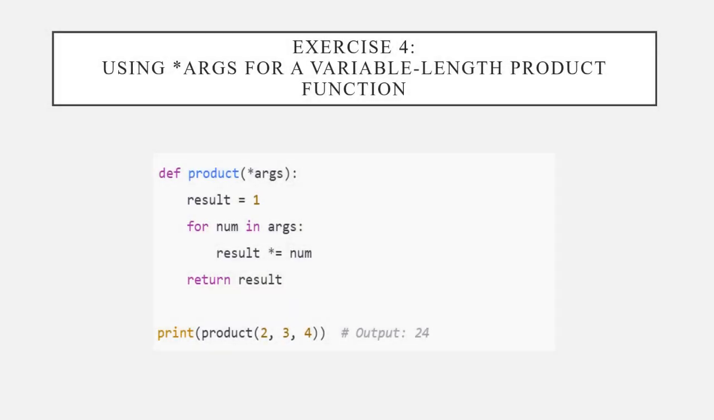Now we are creating a function that uses *args to accept any number of positional arguments and returns their product. With *args, we can pass any number of arguments to this function. Inside this function, we start with result set to 1. Then we loop through each number in args and multiply it with result. So if we call product 2, 3, 4, it will return 24 because the multiplication of these numbers gives you the result 24. This function is flexible and works with as many numbers as you need.